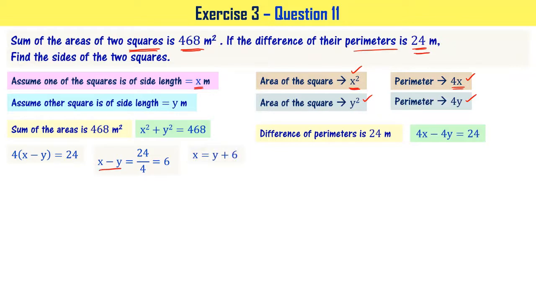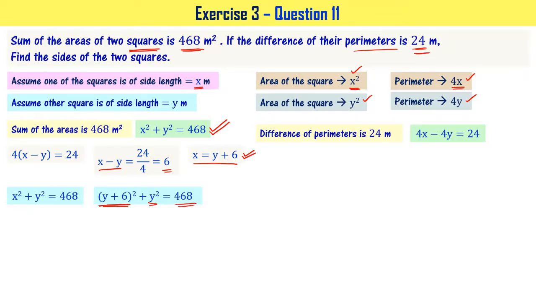Now let me rearrange this equation. x minus y equal to 6 means I can write it as x equal to y plus 6, right? Now I have one relation between x and y, that is x square plus y square equal to 468, and another relation x equal to y plus 6, right? Let us substitute x equal to y plus 6 into this equation. When you do that, x square is going to be (y plus 6) whole square, plus y square written as is, equal to 468, right?